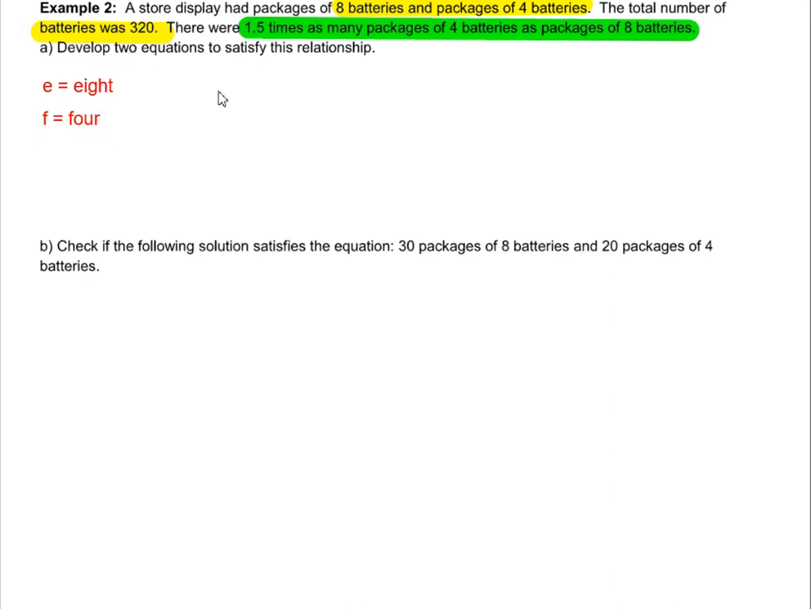Now I can say if I have 8 package batteries plus 4 package batteries, I have 8 batteries per 8 package plus 4 batteries times each 4 package, which is going to give me a total of 320 batteries in total. So there are 8 per E package, 4 per F package, for a total of 320.